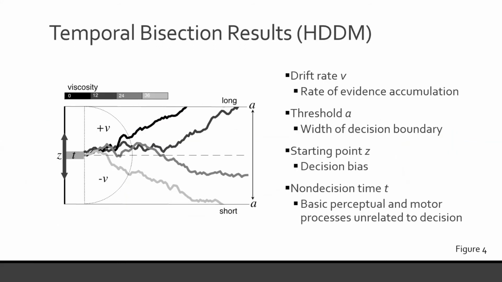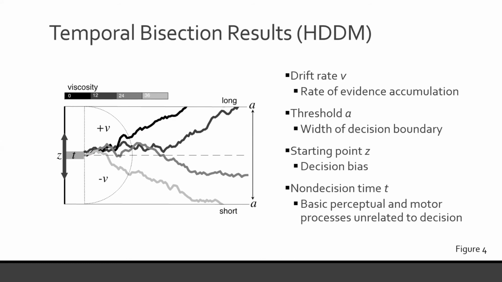We also applied a hierarchical drift diffusion model, and I'm sure many of you are familiar with this, but I'll quickly explain what these parameters are. Each trial can be conceptualized as a drift process between 2 response boundaries. So this is a 2 alternative forced choice task, and there is a long boundary and a short boundary. And the drift process approaches one of these boundaries, and once it hits the boundary, then the decision is made.